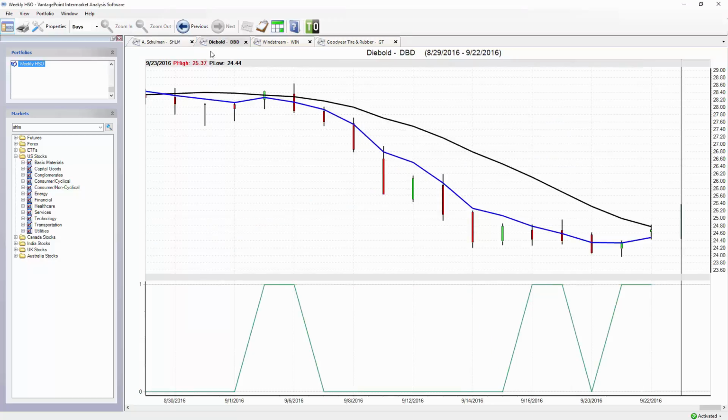So we see here an opportunity in Diebold, this being a technology company that makes a lot of those voting machines and things like that, ATMs. But we see here, we want to keep this interpretation of the indicators very, very simple.